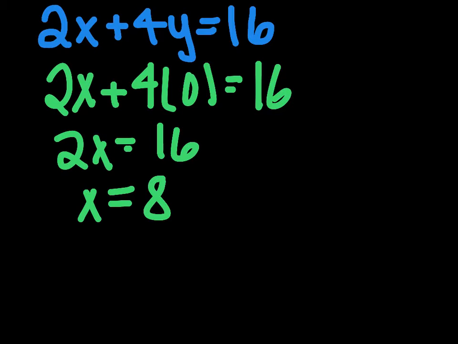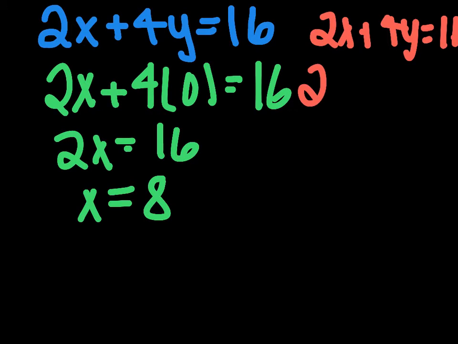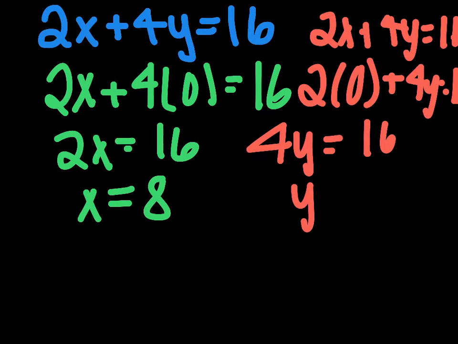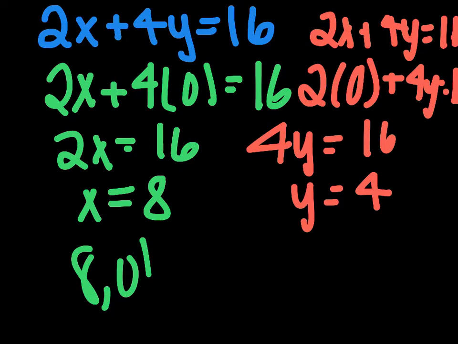Okay, but then if we do it for our y-coordinate, we would make the x 0. So this would be 2x plus 4y equals 16. So now this is 2 times 0 plus 4y equals 16. And we don't even need to write that down because it's a 0. So 4y equals 16. Y equals 4. So now we know that this one is 8, 0. And this one is 0, 4.